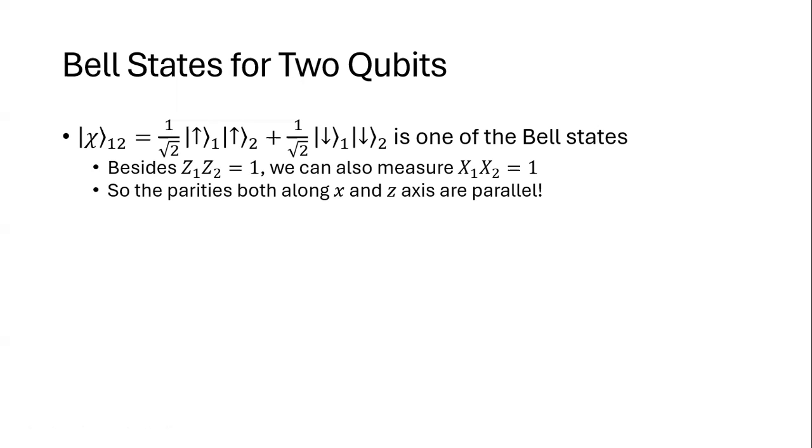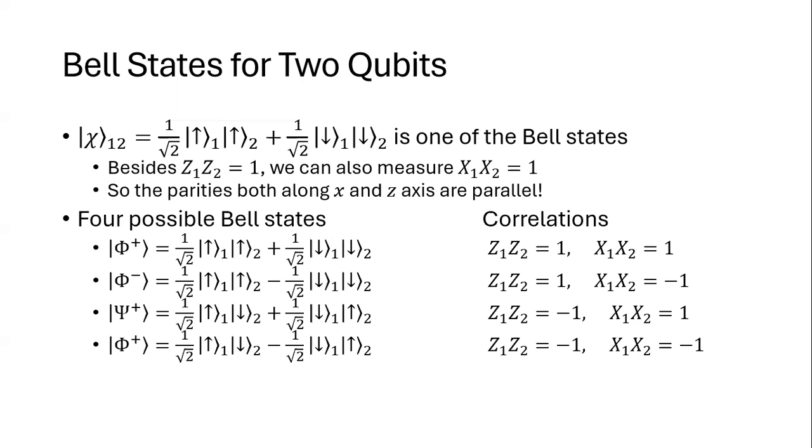So there are 2 types of correlations in this state, even though the spins are completely random. If you measure each of the spins of the qubits, you will find it to be equally likely to be up or down. There are, however, other possibilities for correlations. So here are all 4 possibilities, and those are all 4 Bell states. If you look at each Bell state, the corresponding correlation that you will find in terms of the parities along the z direction and parities along the x direction are given here on the right side. So you can have all possible correlations if you want.